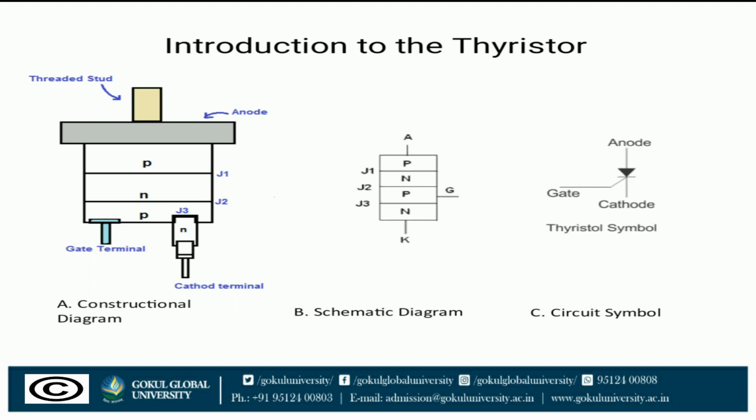A thyristor is a 4-layer, 3-terminal or 3-junction PNPN semiconductor switching device. It has 3 terminals: anode, cathode and gate. This gives the constructional details of a typical thyristor. You can see diagram A. Basically, a thyristor consists of 4 layers of alternate p-type and n-type silicon semiconductor forming 3 junctions J1, J2 and J3.